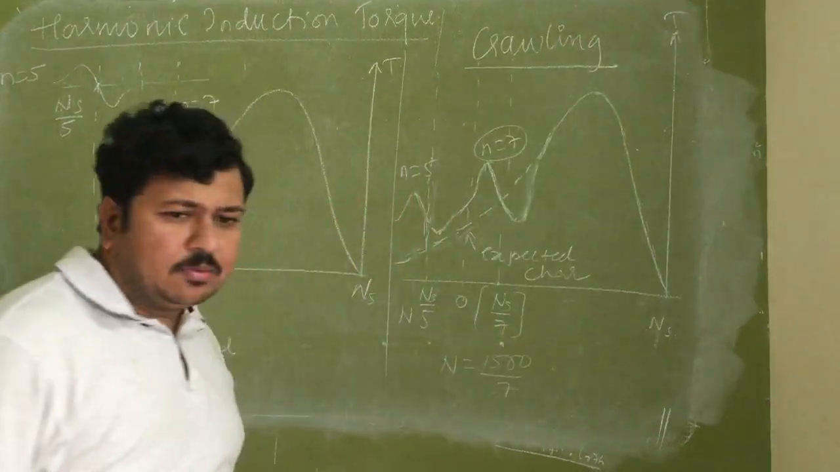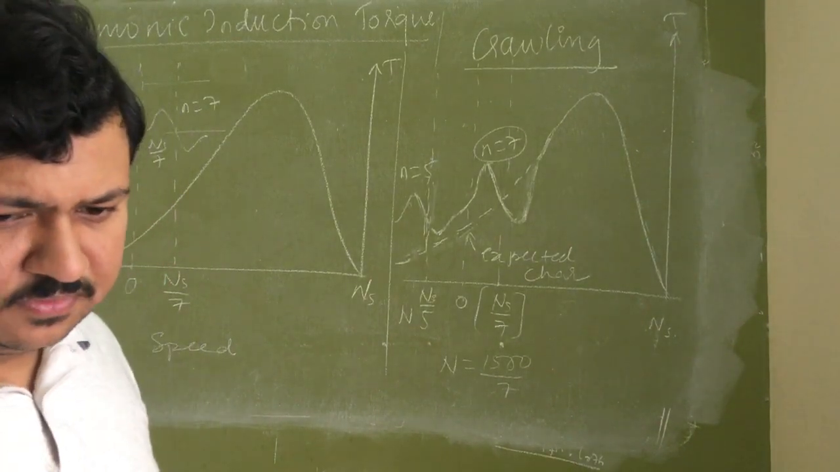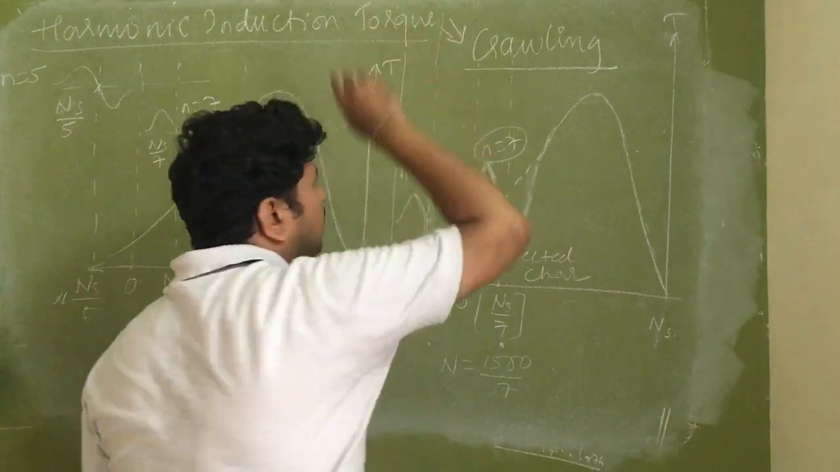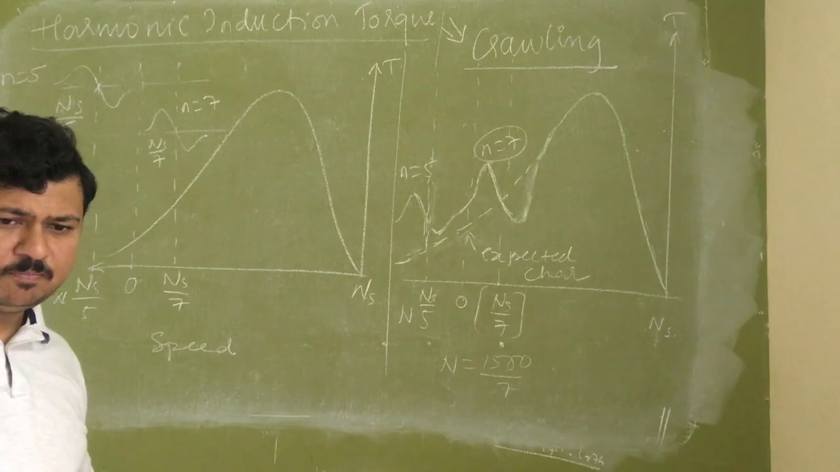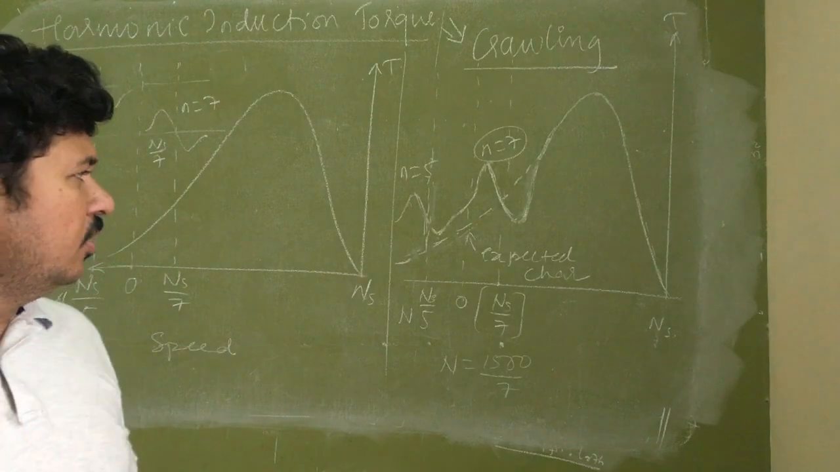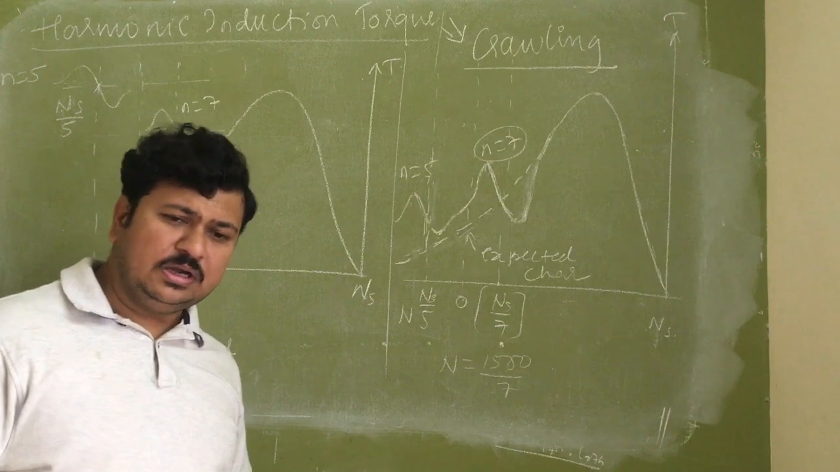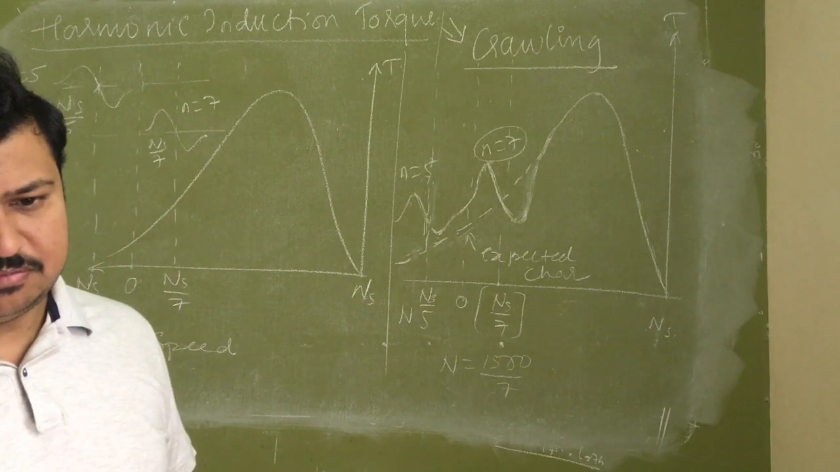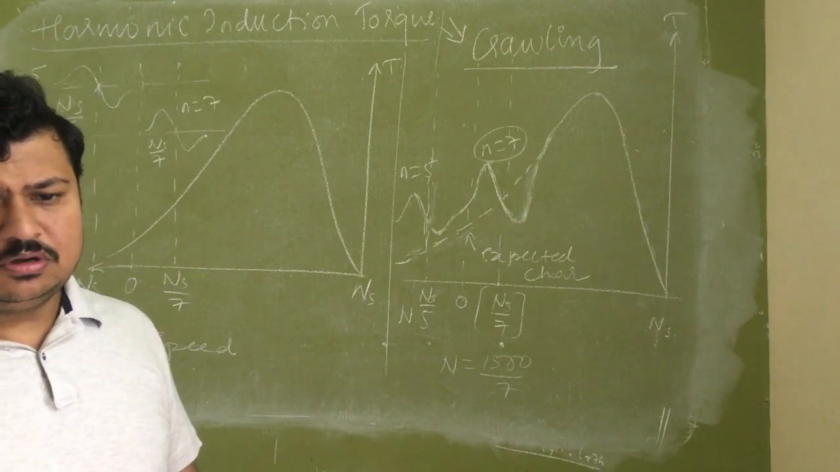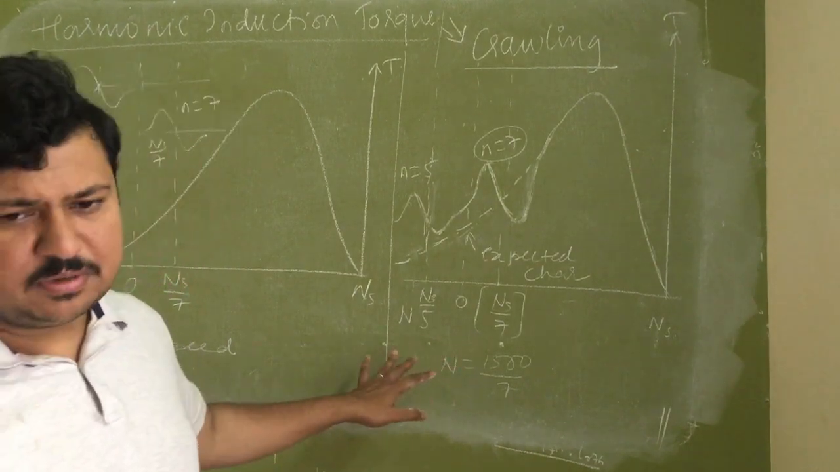Because of harmonic induction torques, the crawling effect of the induction motor is observed. What is crawling of induction motor? Because of harmonic induced torques, the motor will try to rotate at 1/7 or nearly 1/7 of synchronous speed. And at this speed, it is not sufficient to supply the load requirements. So the motor will fail to supply the load requirements.